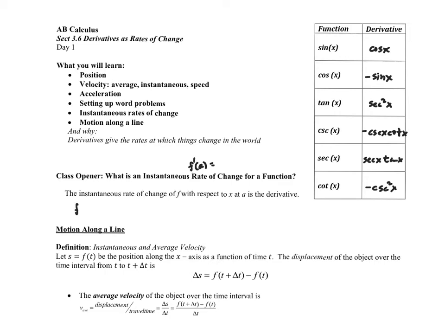So f prime at a can be written in two ways. It can be the limit as h approaches 0 of f of a plus h minus f of a over h, or similarly, the limit as x approaches a of f of x minus f of a over x minus a. Those are our two formulas using limits for the instantaneous rate of change of f with respect to x at a, also known as the derivative at a for f of x.